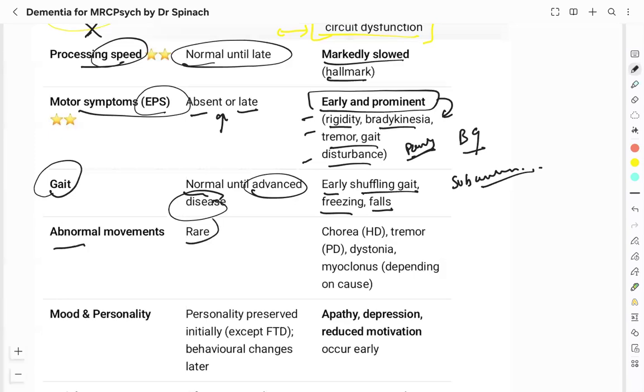Abnormal movements are rare. Here, they are common. In Huntington's disease, we can see chorea. In Parkinson's, we can see, sorry, tremors and dystonia or myoclonus, depending on the cause of the disease.